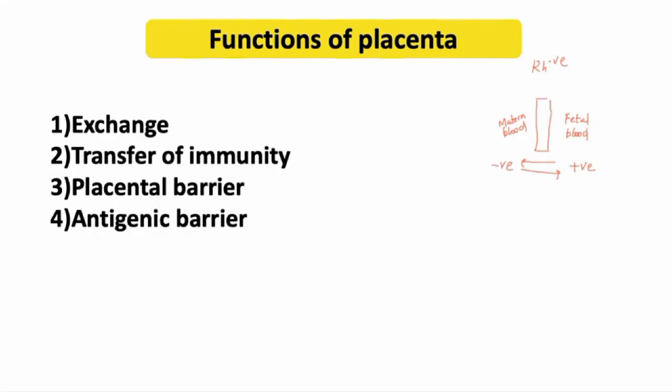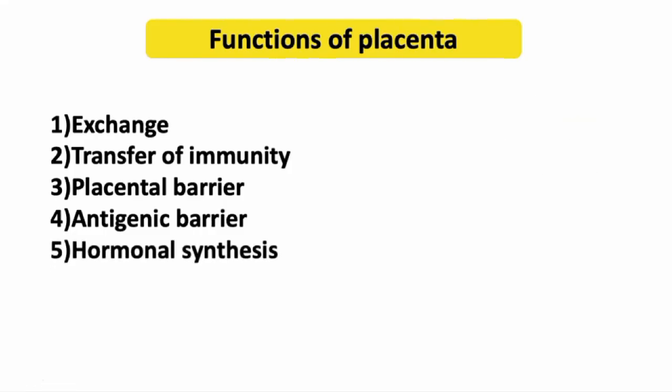So the placenta has a major function. It acts like an antigenic barrier. Next, a very important function of the placenta is that it helps in synthesis of hormones. So what are all the hormones which are synthesized by the placenta? The placenta majorly synthesizes the pregnancy supporting hormone.